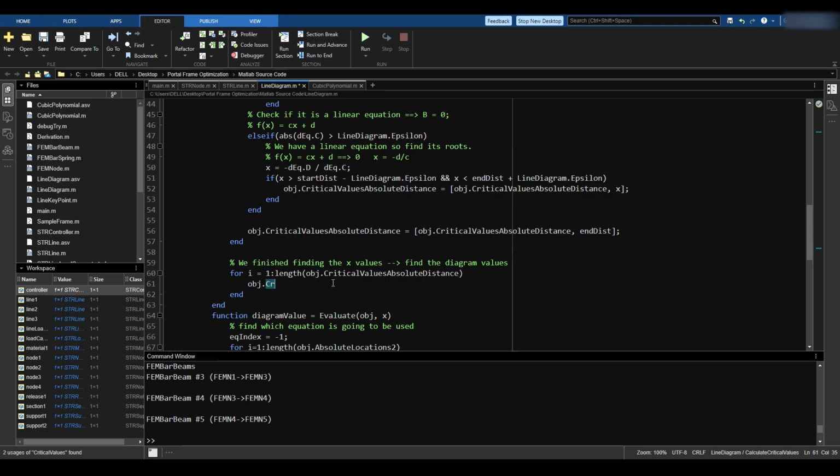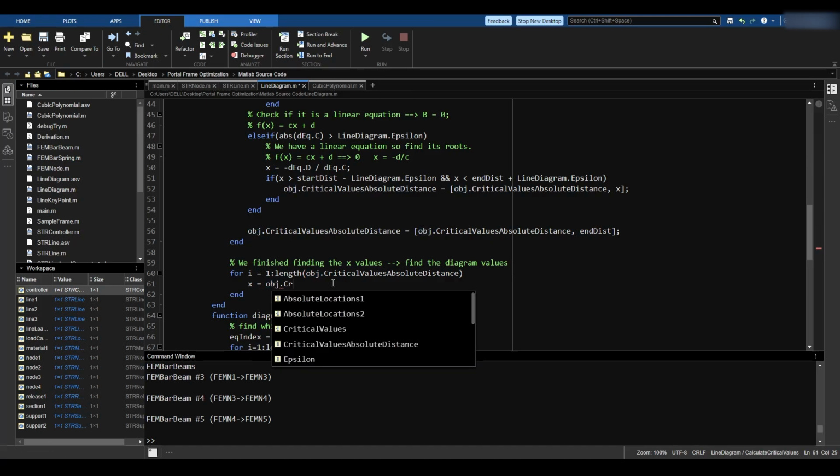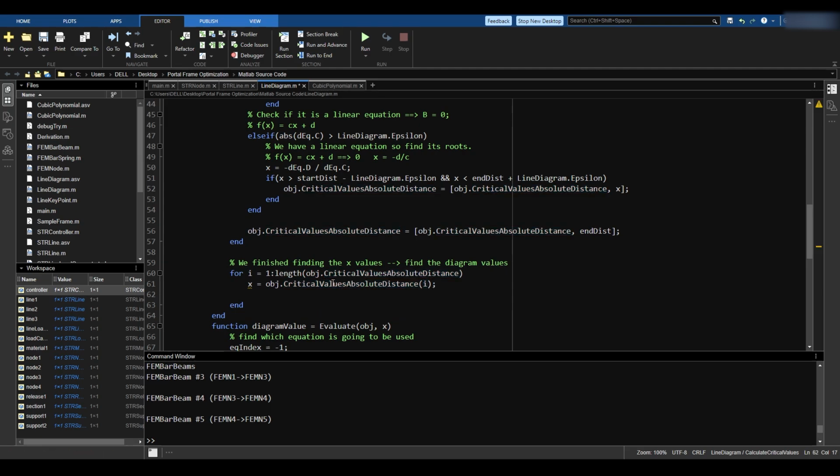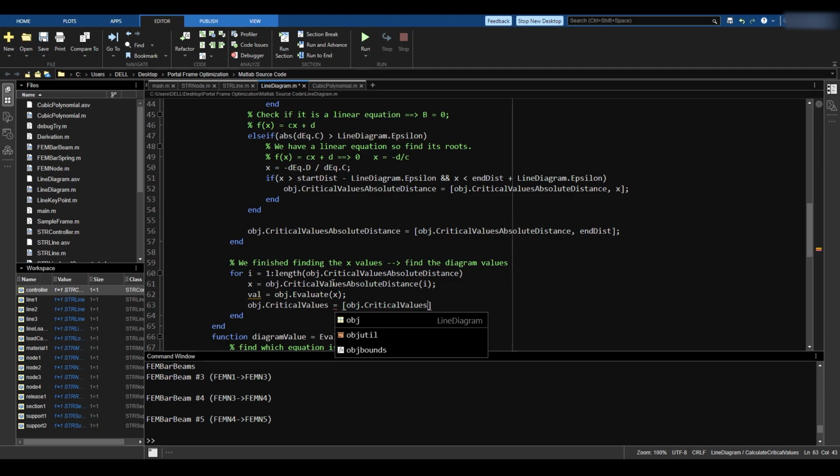It might be too much. So let's say here x equals object.critical values absolute distance of I. So you get the x. Now here I will say val equals object.evaluate, and we need to pass in the x. And then finally, we store the values. So object.critical values equals the old object.critical values added to it, the new value. Yes, this is how we store things.